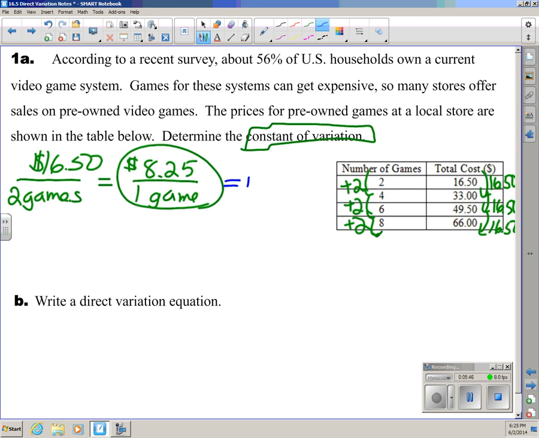You just found m. So if I ask you to write a direct variation equation, I want you to write an equation in the form y equals mx. So insert your value for m. Your equation is y equals 8.25x.